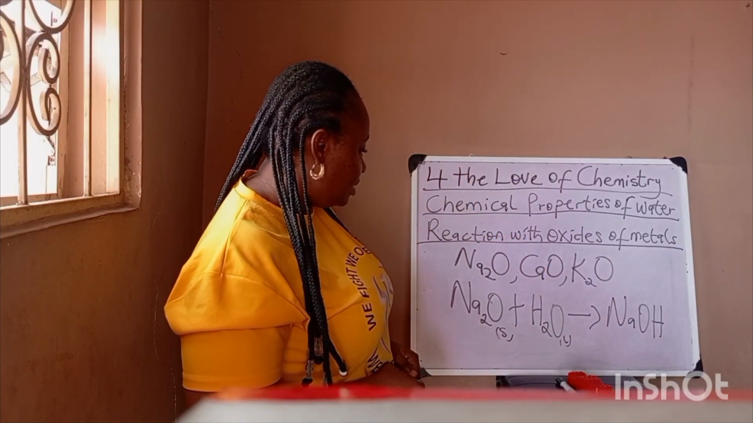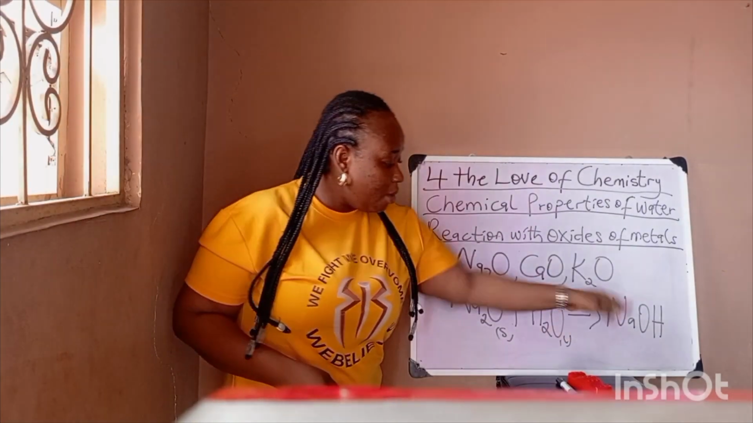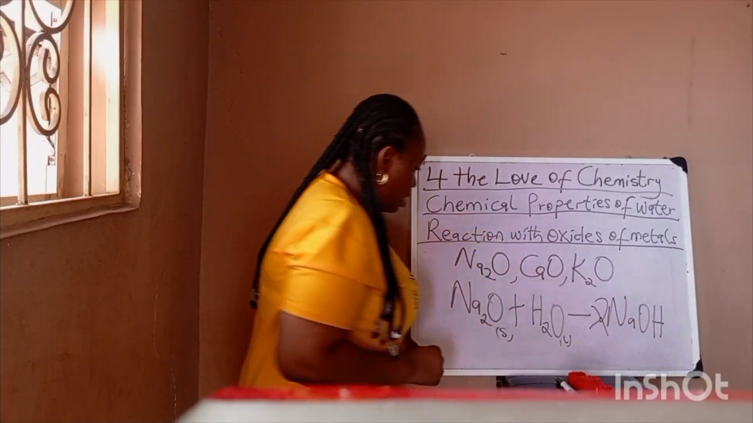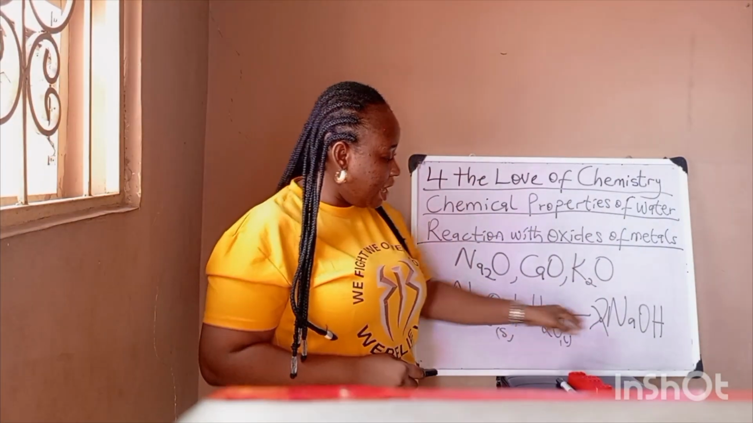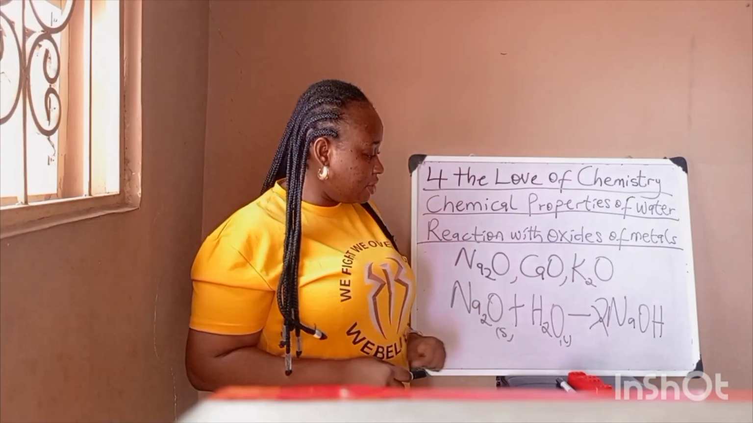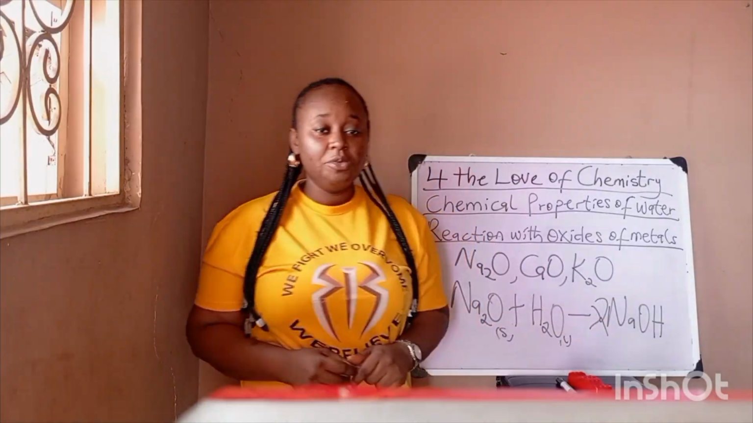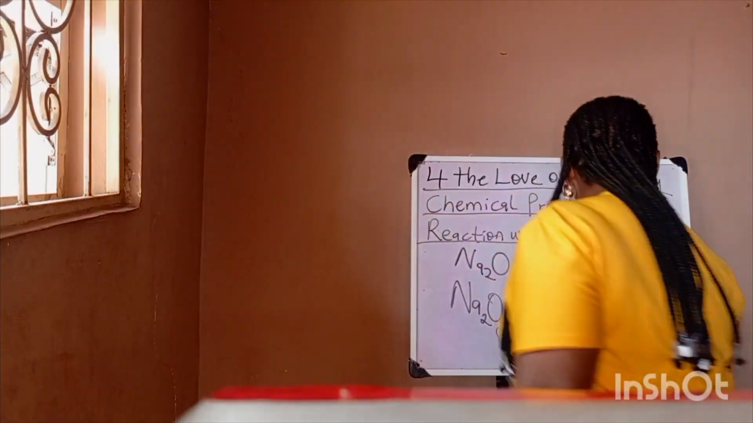So let's balance the equation. We have 2 atoms of sodium here and 1 atom of sodium here. So add a 2, and we have 2 atoms of oxygen here, and this 2 has made this 2 atoms of oxygen. We have 2 atoms of hydrogen here, and we have 2 atoms of hydrogen there. So it's a balanced equation, and this is an aqueous solution.